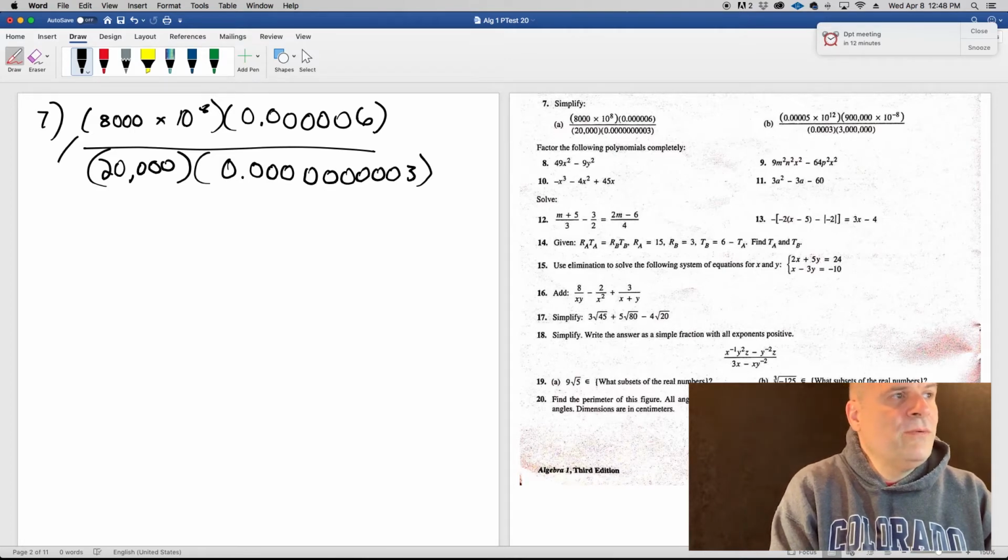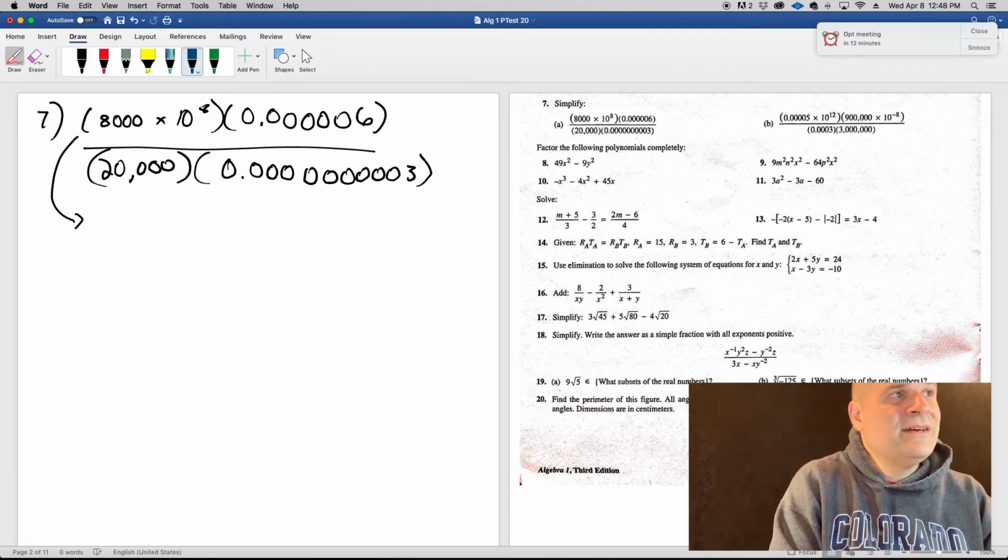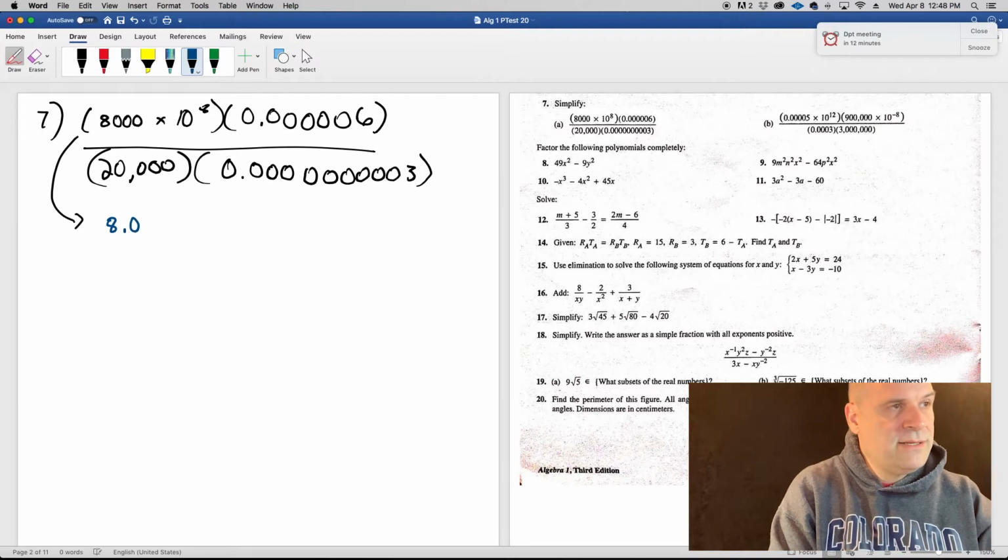So here's what we're gonna do. We're just gonna rewrite everything in scientific notation. So 8,000 times 10 to the 8th, that's kind of confusing. Let's write 8,000 first. So we're gonna go 8.0, or just 8.